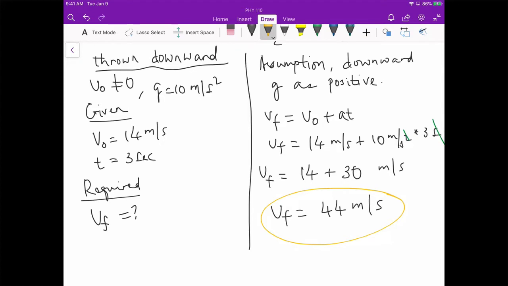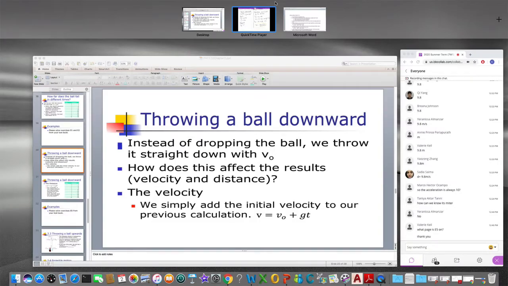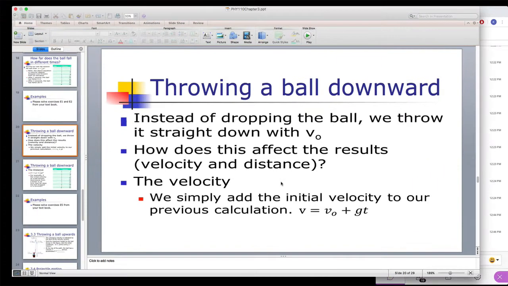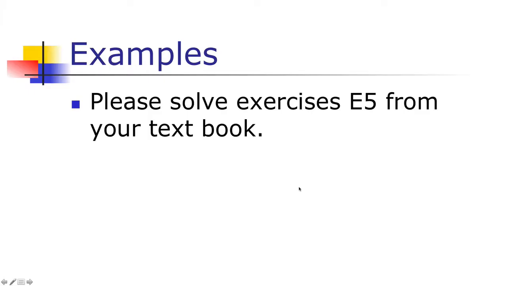That's your final velocity. That's how you approach it, and that's how you solve the problem. The only difference between this problem and the previous problem is that there's no initial velocity if the object is dropped. So now we looked at when the object is thrown downward.